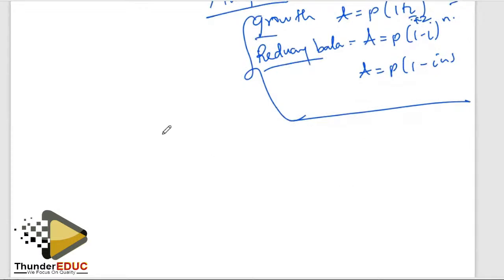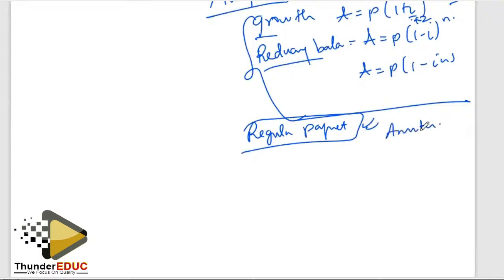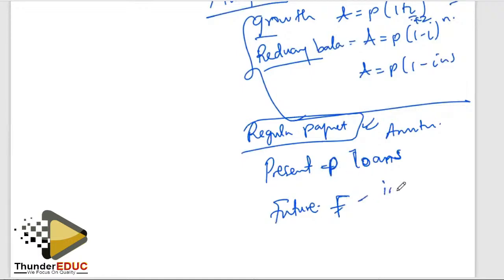Then let's say we're dealing with regular payments, either monthly, quarterly, half yearly, and so on. It's continuous. These are what we call the annuities. So we have two. We have what we call the present annuity. The present deals with the loans. If you borrow money and you have to pay it back, that's present. Then we also have the future, which is F. This deals with investments, and then what we call the sinking funds.